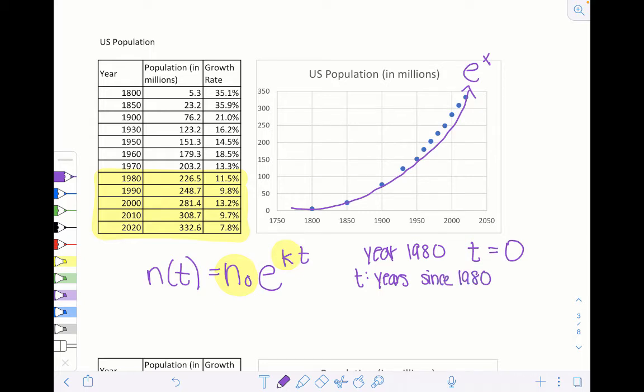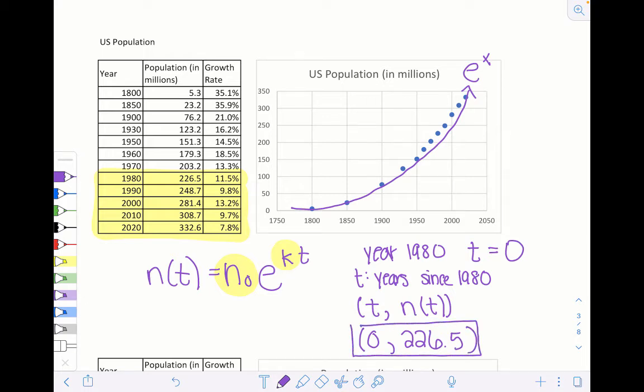That means when t equals 0, that's going to represent the year 1980. And then if we wanted to look at it as an ordered pair, t is our independent variable where there's usually an x, and the y is going to be the population. I'll just write that in this case as N of t. So we can write that first point as 0, comma, and then what is the population in 1980? 226.5 million. So we've got one ordered pair.